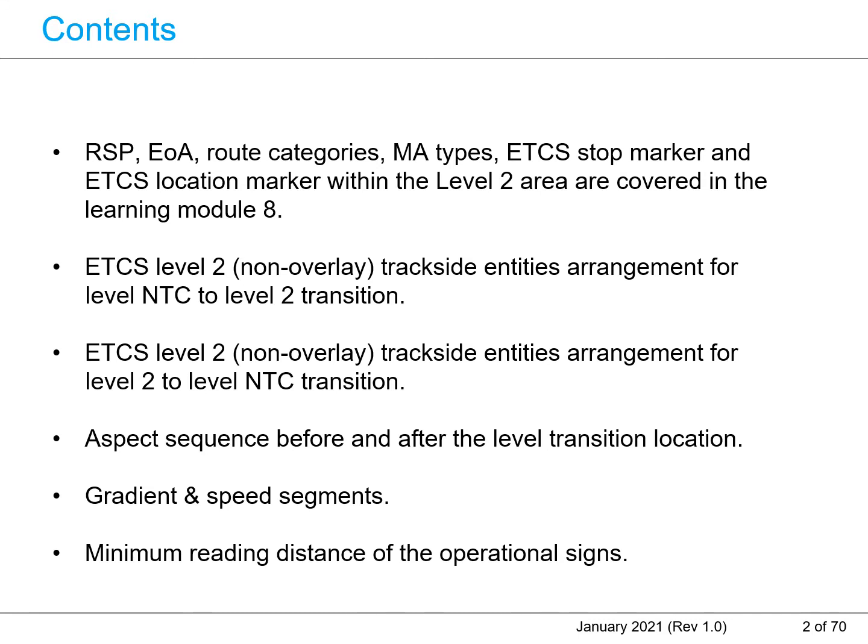After this learning module walks through the design processes for level transition, a few sections explain the aspect sequence requirements before and after the level transition location, the gradient and speed segments limitation, and the minimum reading distance of the trackside operational signs. The first section will refresh the hypothetical requirement before explaining the transition area selection process.